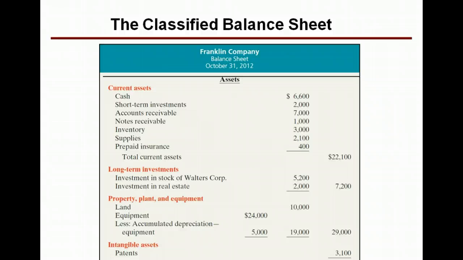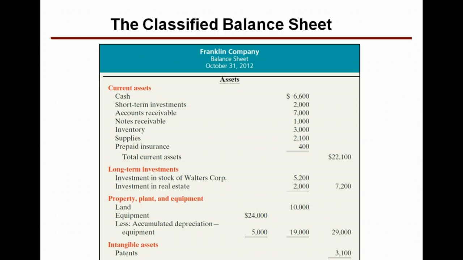Here's a picture of a classified balance sheet as far as the asset side of things go. You can see we have our current assets, our long-term investments, property, plant, and equipment, and intangible assets. Under current assets is a category called short-term investments. Those are things that are readily marketable and will be turned into cash within a short period of time. That is why they are not down under long-term investments. Things in that category are understood to be held a little bit longer.